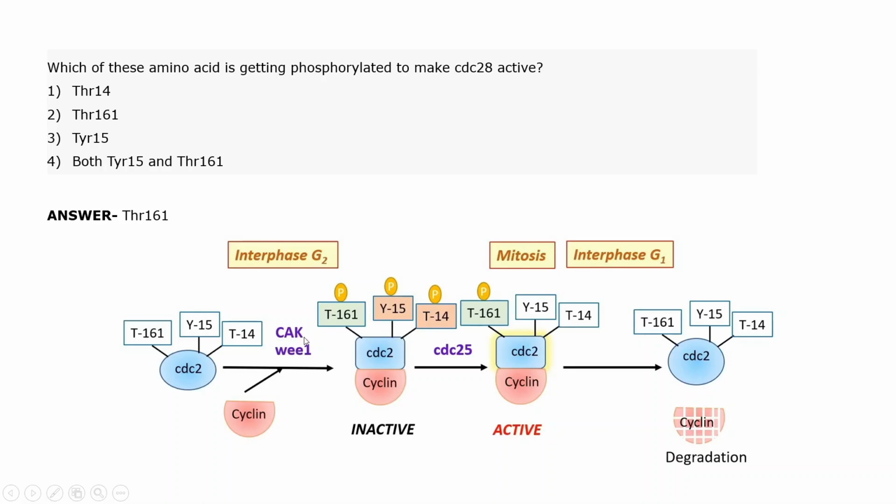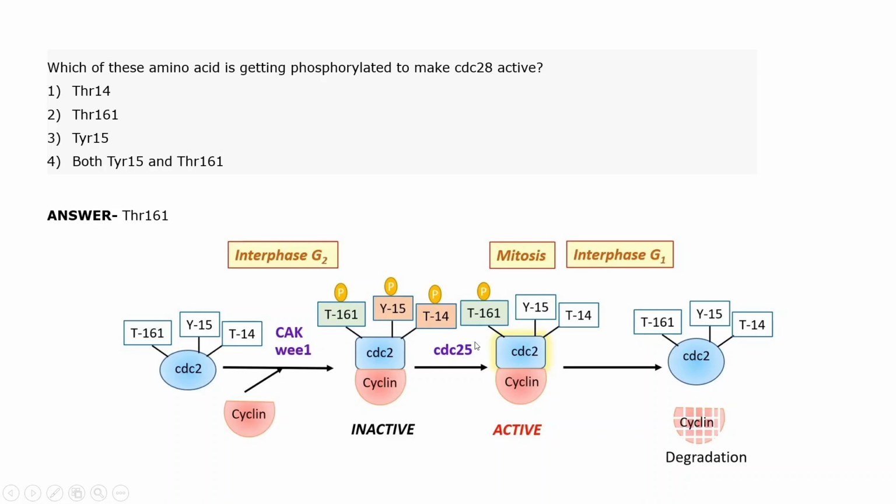So this kinase, CAK, which is a cyclin activating kinase, and Wee1 kinase actually help in loading of cyclin into the CDC2 by phosphorylating these three. So these three amino acids are getting simultaneously phosphorylated by these two kinases there. Two of them are actually inhibitory in nature, this tyrosine 15 as well as threonine 14. So we have discussed that here, right? Option 1 and 3. While threonine 161 is called the activating amino acid there.